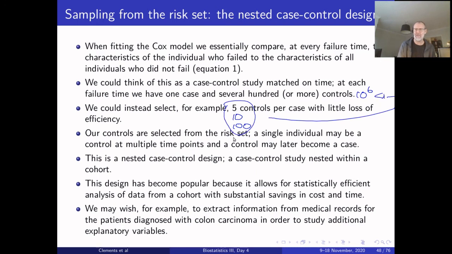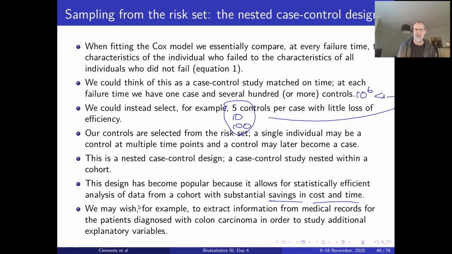Our controls are selected from the risk set, and a single individual may be a control at multiple time points, and a control may later become a case. In this sense, this is a nested case control design, which is a case control study nested within a cohort study. We like these designs because they allow for statistical efficiency and a substantial savings in cost and time.